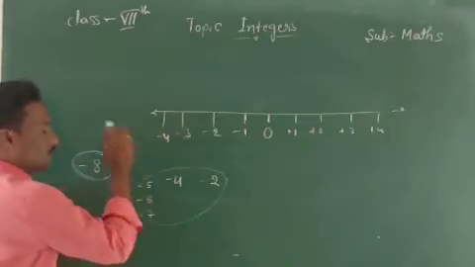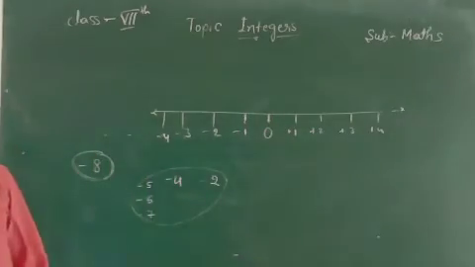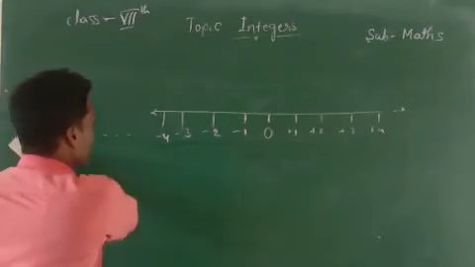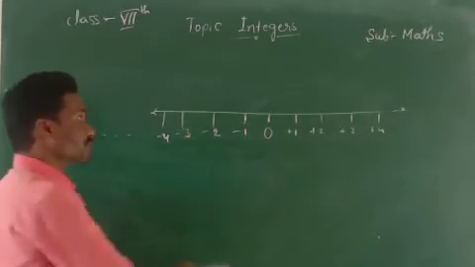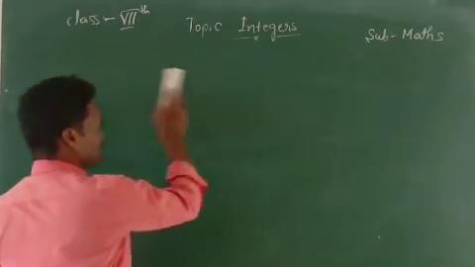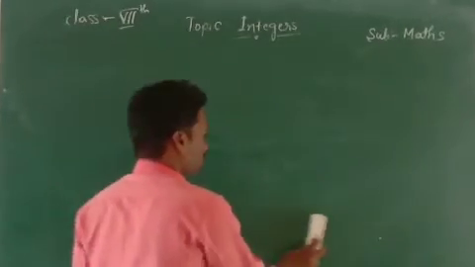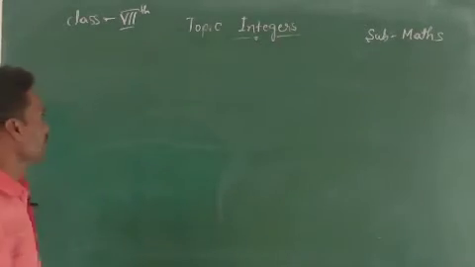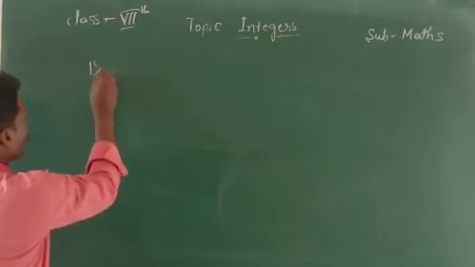So keep in your mind how we can represent the integers on the number line. Next, some properties of integers. What are the properties that we can see here? The first one for us is the closure property.